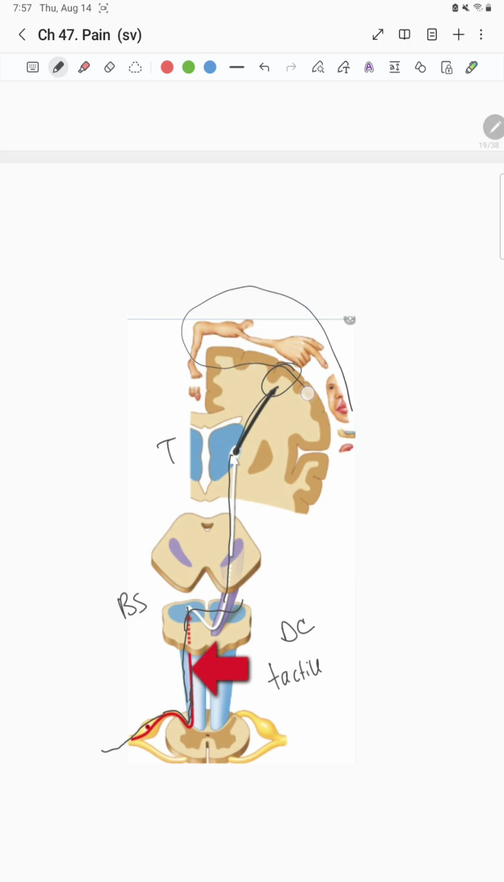And this is the homunculus. So it looks like this particular area is going to have to, whatever happened down here is going to synapse on the hand. Okay, so that particular area controls the hand.